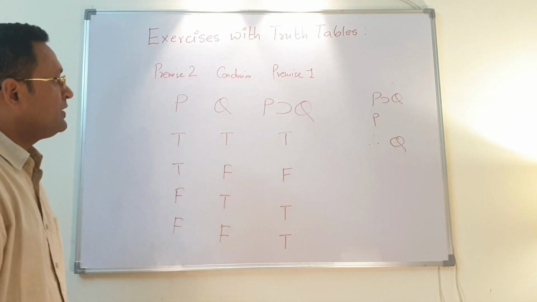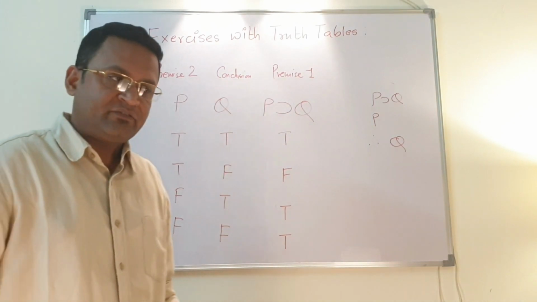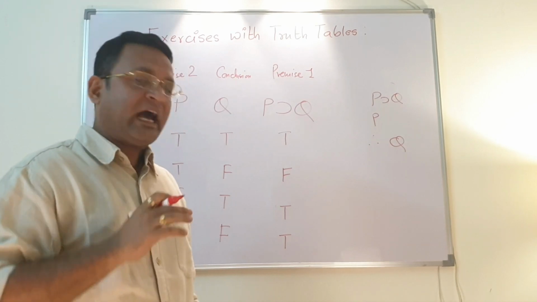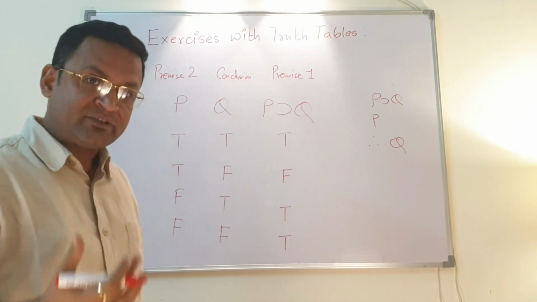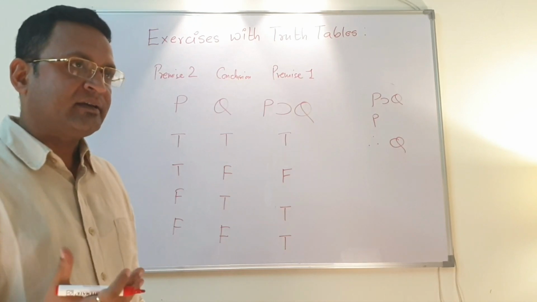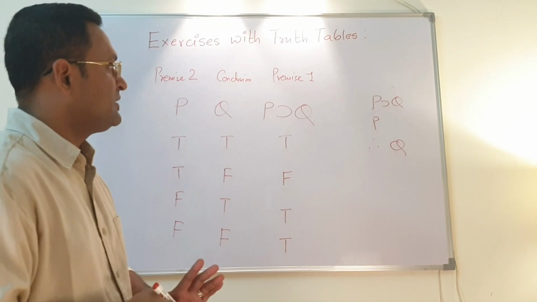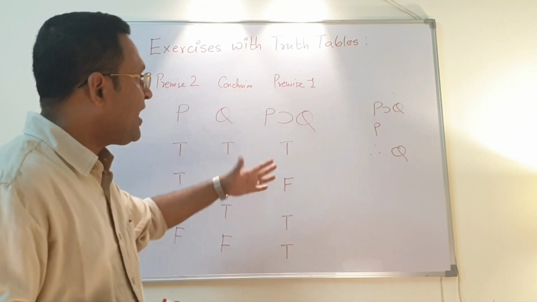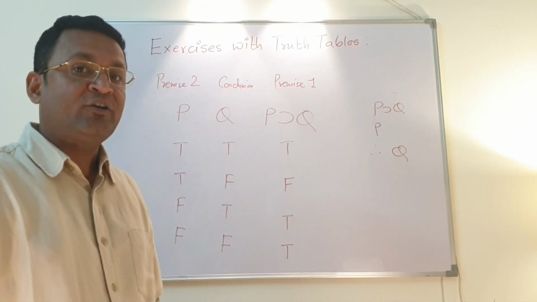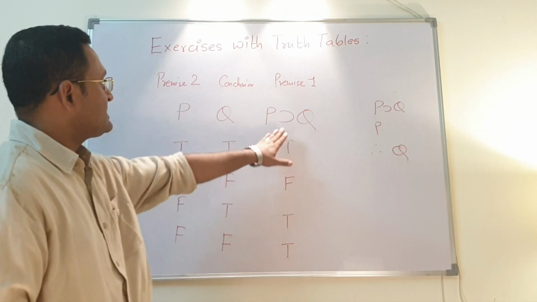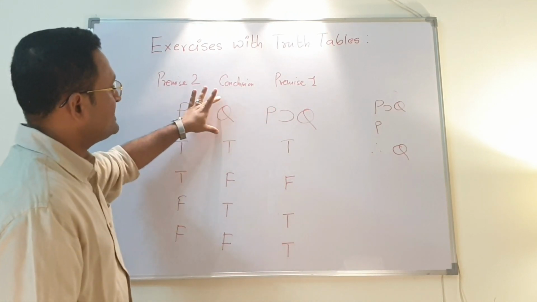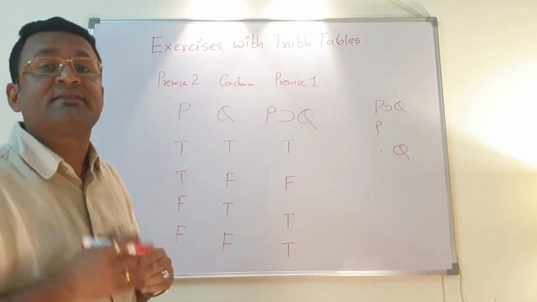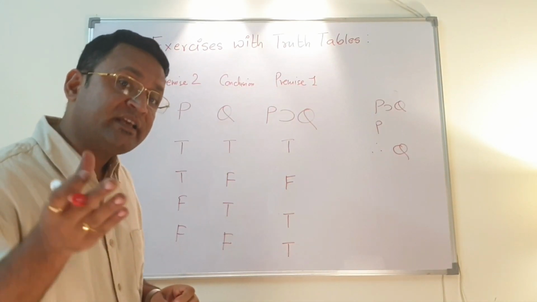Okay? Now, what is the definition of validity, if you remember? The definition of validity says that an argument is valid if there is no substitution instance which can make the premises true and the conclusion false. Now this is going to give you a very clear understanding of how this argument is going to be valid or invalid. Our premises are this, and this is our conclusion. We need to check whenever both the premises are true, whether the conclusion is also true.